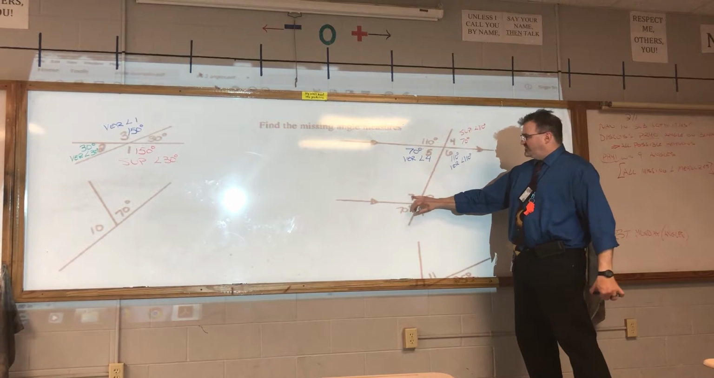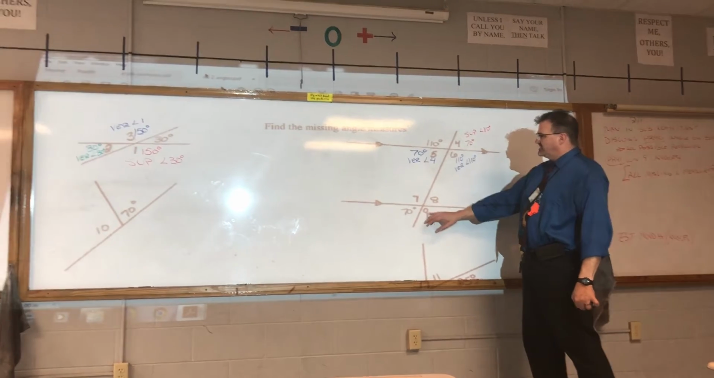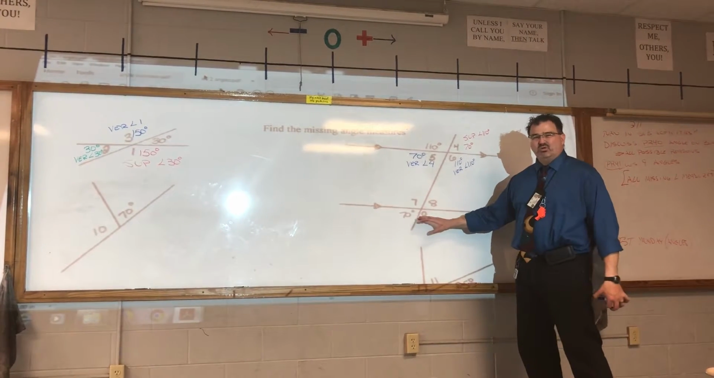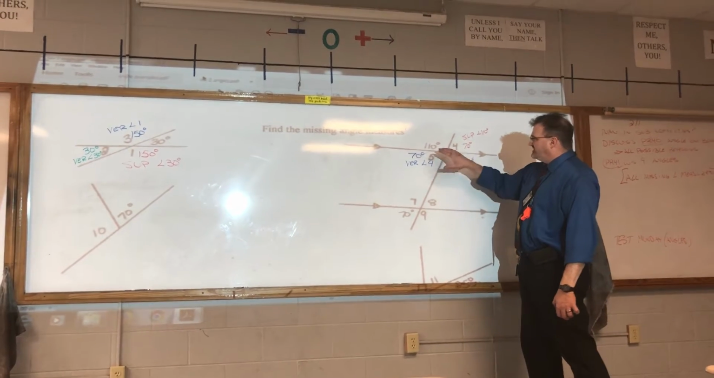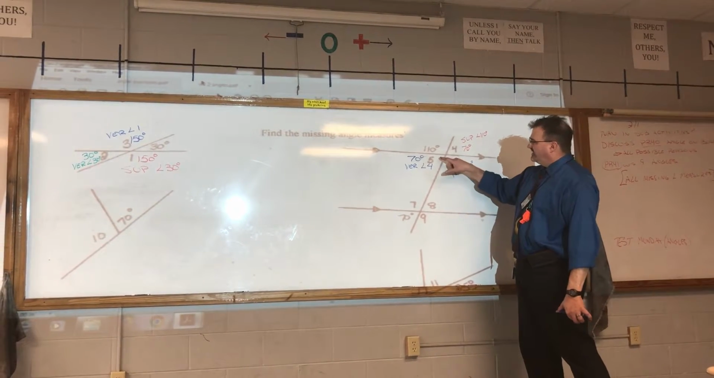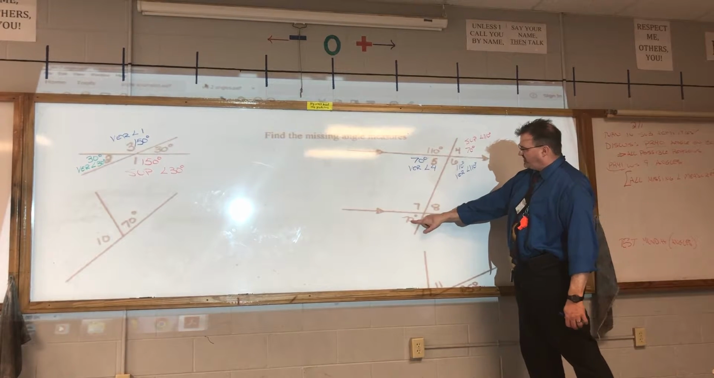We're actually going to skip 7, 8, and 9 because I don't want to make this too long. And 7, 8, and 9 is just really a repeat of this because angle 5 and this are both 70 degrees.